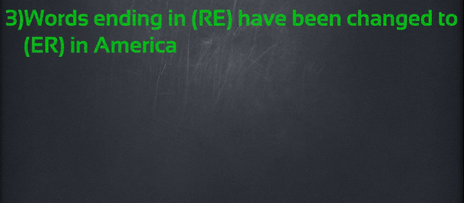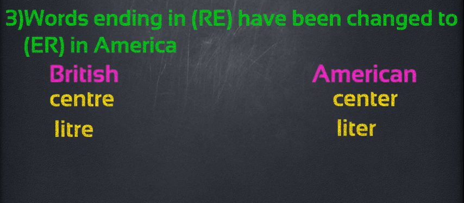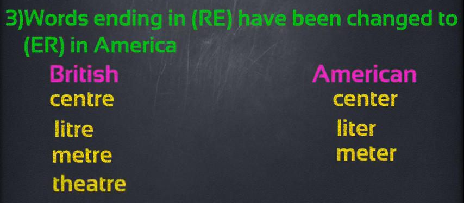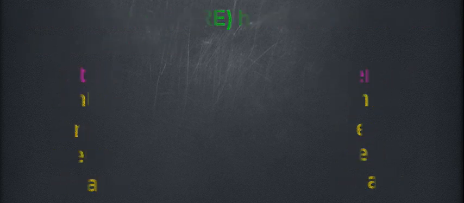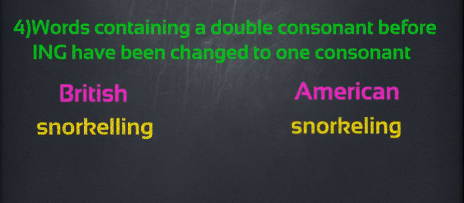Words ending in RE have been changed to ER in America. Centre. Center. Litre. Liter. Metre. Meter. Theatre. Theater. Words containing a double consonant before ING have been changed to one consonant. Snorkelling. Snorkeling. Travelling. Traveling.